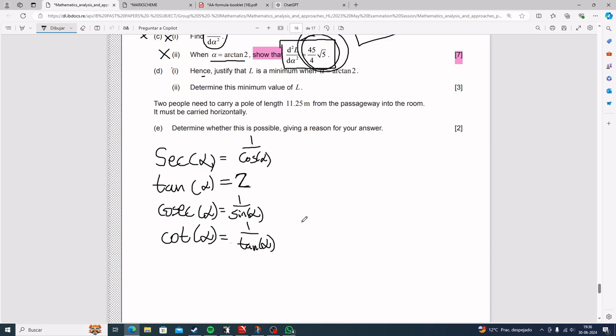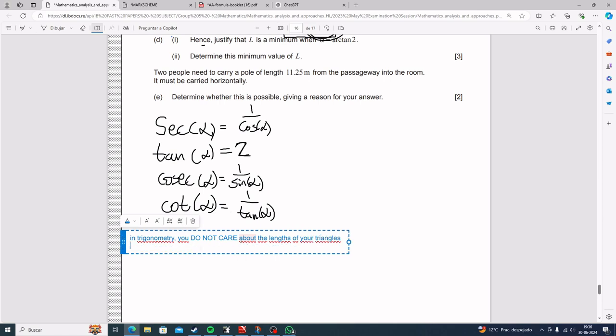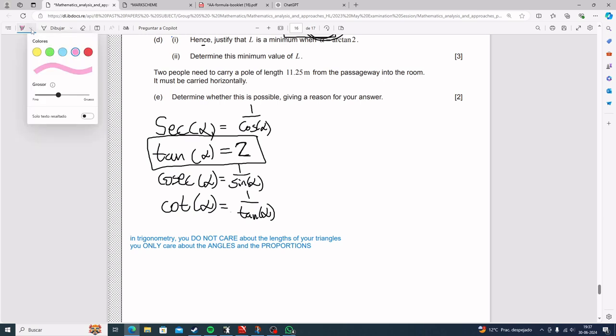Why would this be useful? It's useful because in trigonometry, and this is huge, you guys, so I'm actually going to write it down over here. In trigonometry, you do not care, this is very important, you do not care about the lengths of your triangles. You only care about the angles and this is a hugely important word and concept, proportions. And because you don't care about the lengths of your triangles and you only care about the angles and the proportions, this is actually a massive amount of information for understanding the proportions of this exercise.